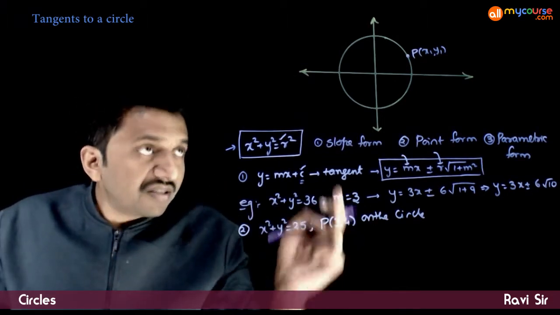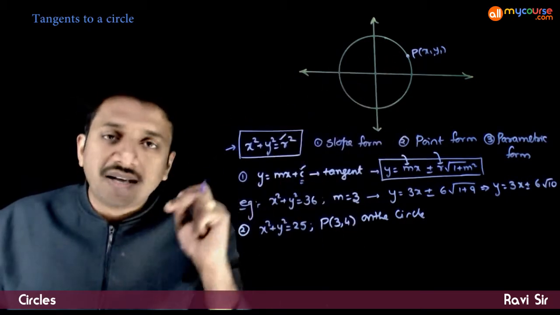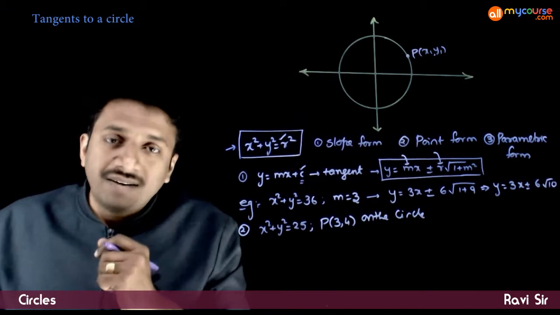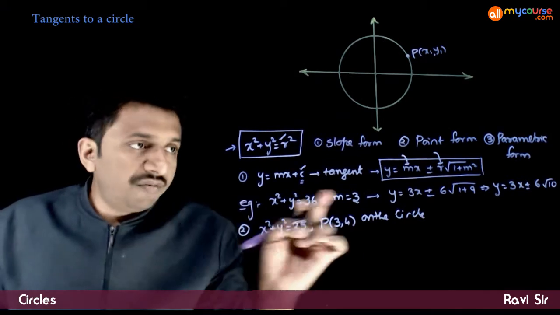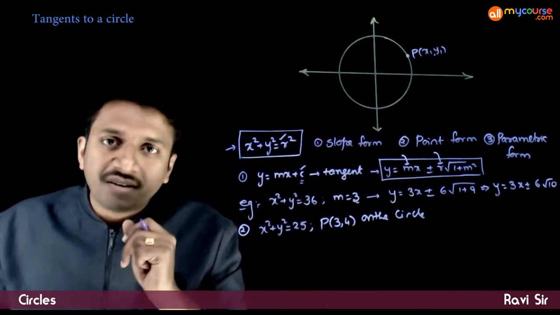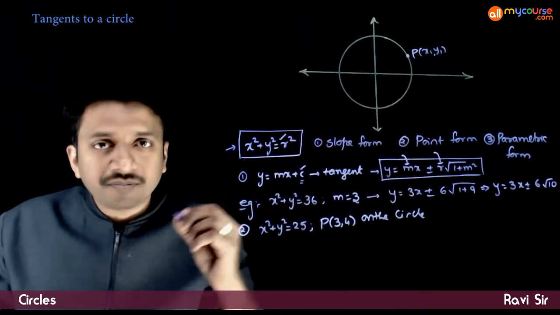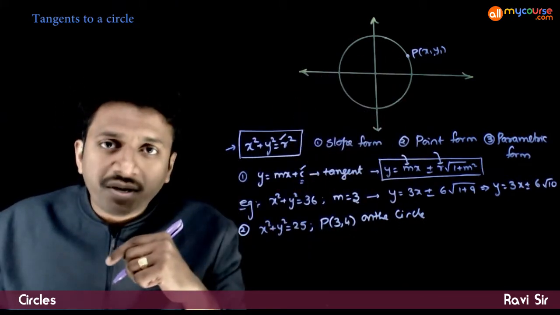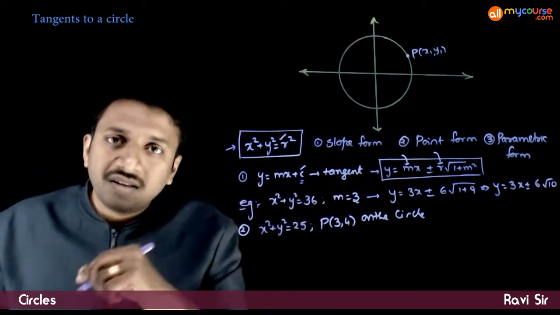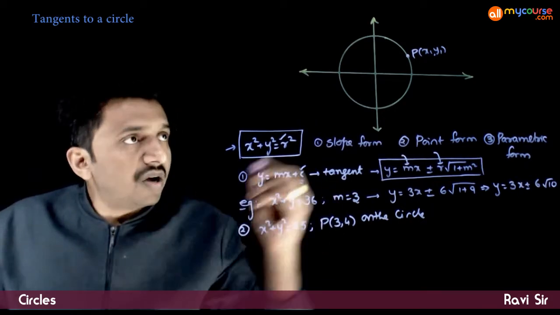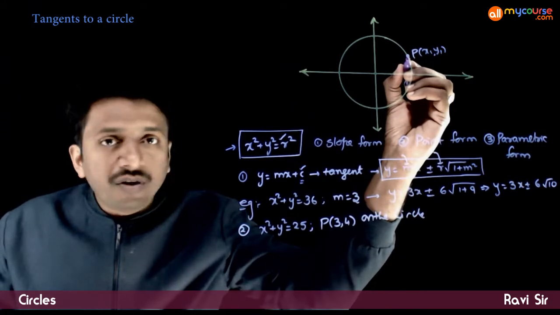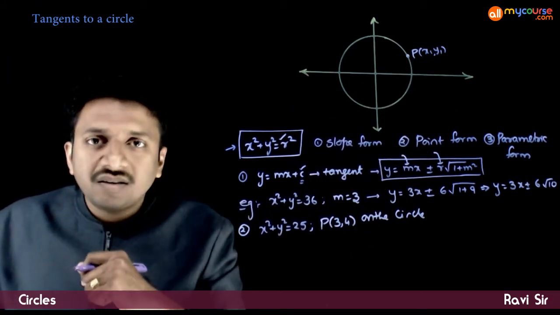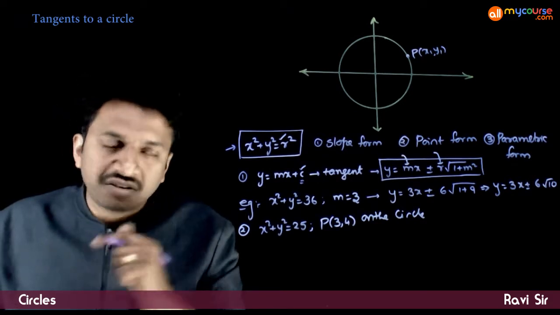Now what is the tangent at this point x1, y1 on the circle? So how do we find this? If you know the slope, it is very easy to find. But here you are given the point. From the point, you can find the slope of tangent at that point, and then we can go forward. So how do we find the slope of tangent to this curve at this point? By differentiation.